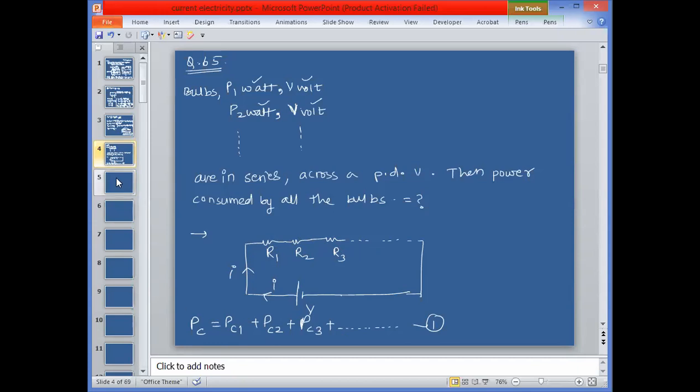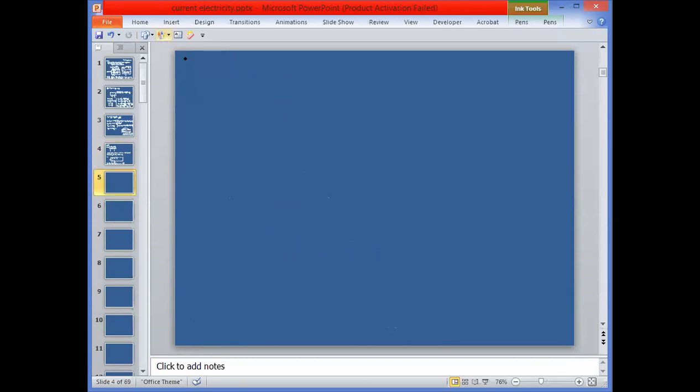Okay. So let me write it on next slide. Total power consumed by all the bulbs is equal to I square R1, power consumed by the first bulb, I square R2, power consumed by the second bulb, I square R3, power consumed by the third bulb, and so on. So I can take this I square common. In the bracket R1 plus R2 plus R3, and so on. Now call this as equation number 2.